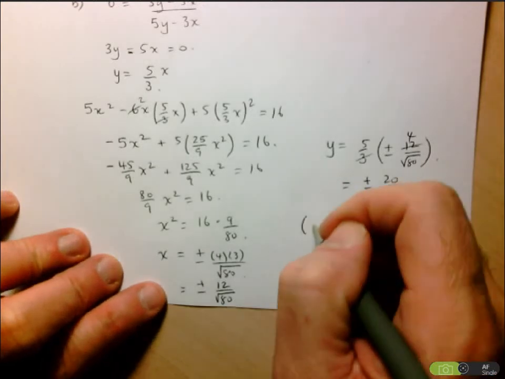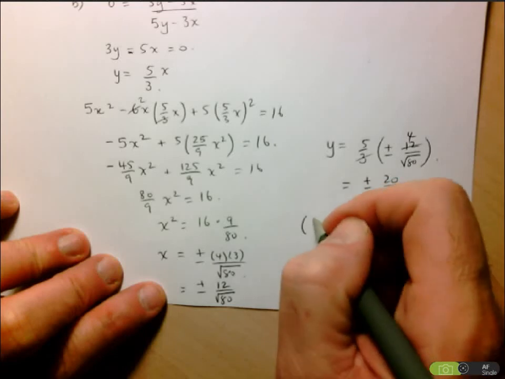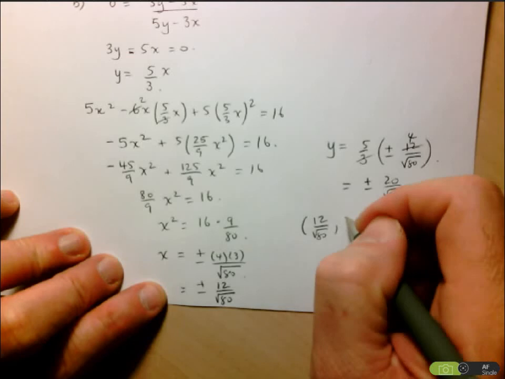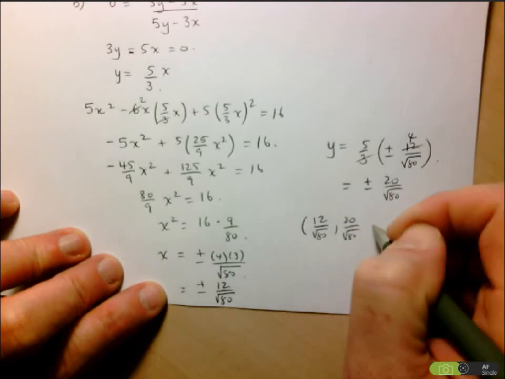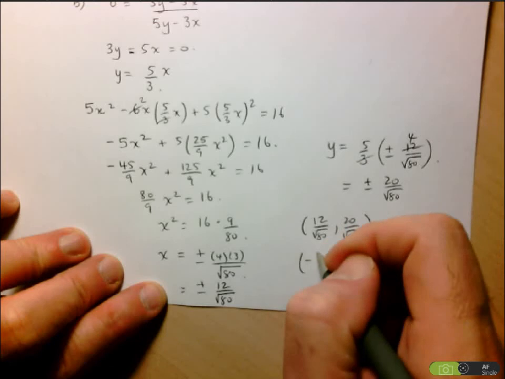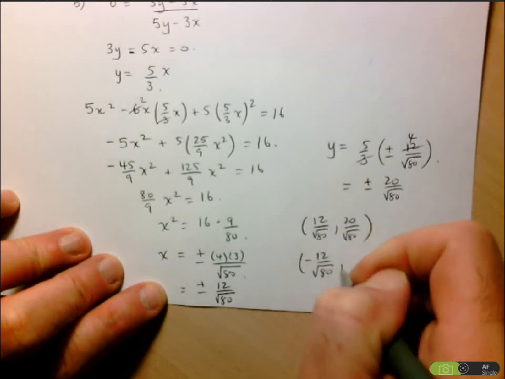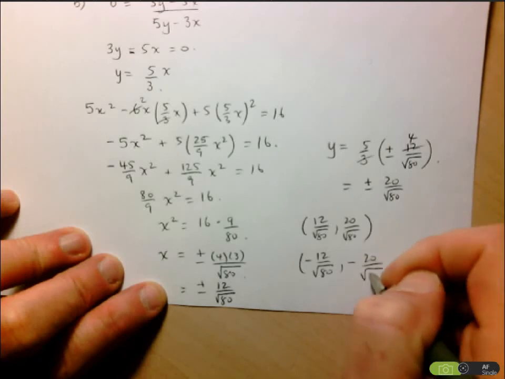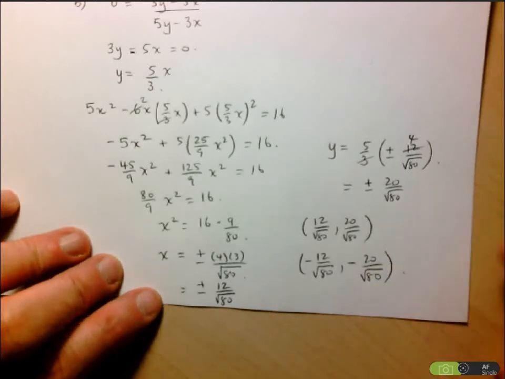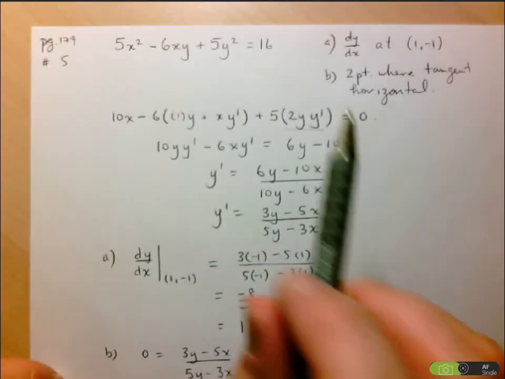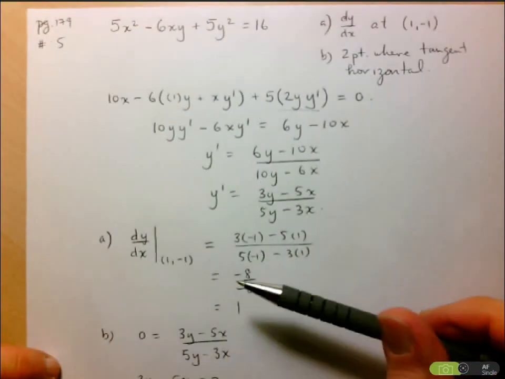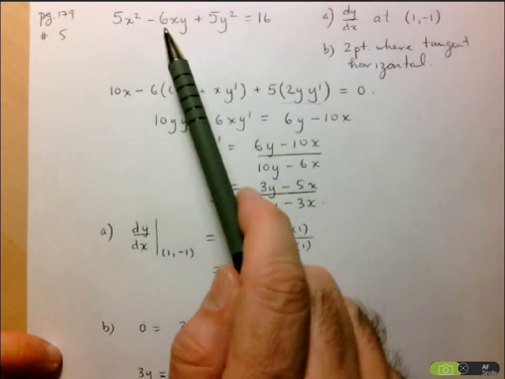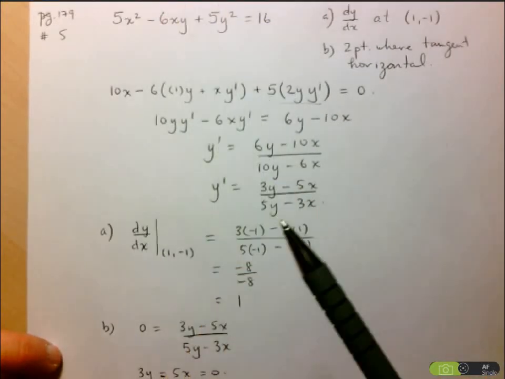So our two points will be 12 over root 80 and 20 over root 80, and then our second point will be negative 12 over root 80 and negative 20 over root 80. Okay, and there we have it. So just to do a quick recap here, step number 1, finding the derivative by using implicit differentiation. In that we had to use the product rule and the chain rule.